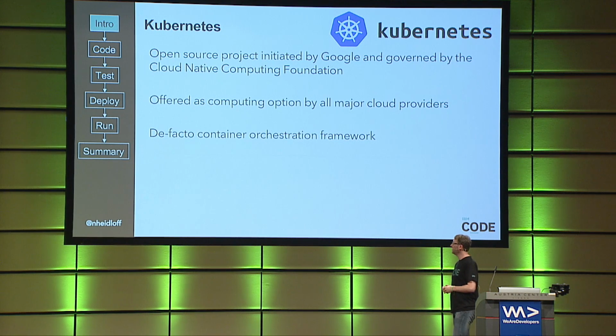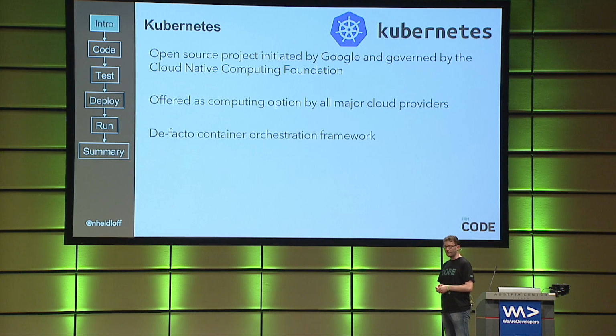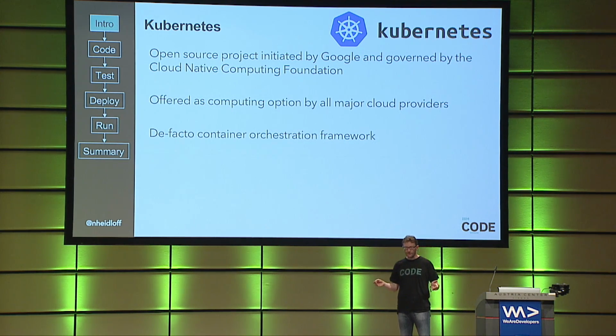Okay, so next is Kubernetes. Again, just a very quick introduction. Kubernetes is also an open source project that was initiated by Google, and it's governed by the Cloud Native Computing Foundation. Now, Google released the first version only 3 years ago, which doesn't seem to be that long. However, Google had used it for several years before that internally, or to be more precise, the predecessor of that framework. And I think that's really the reason why so many people consider Kubernetes to be rather mature technology, including myself. And as I already said, it's pretty much offered by every major cloud provider in one way or the other, and it's the de facto container orchestration framework.